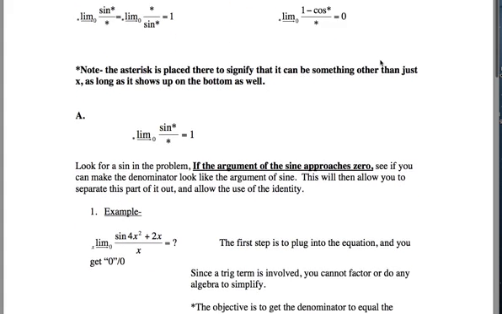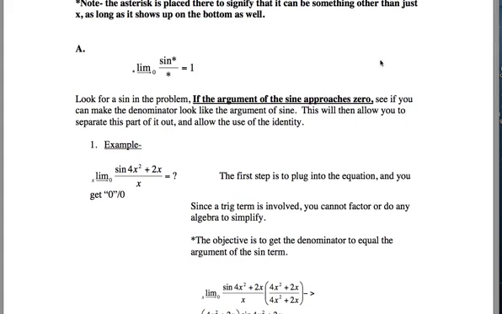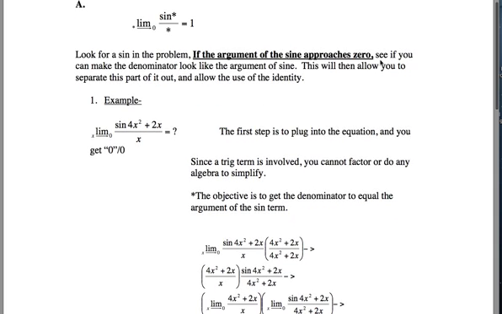Here we're going to look at this first rule. There should be a parentheses around this right here. I apologize for that. This is all the argument of the sine in the numerator here. And then that x is separate.